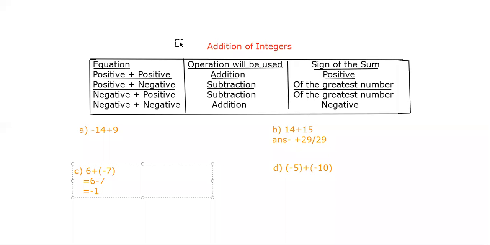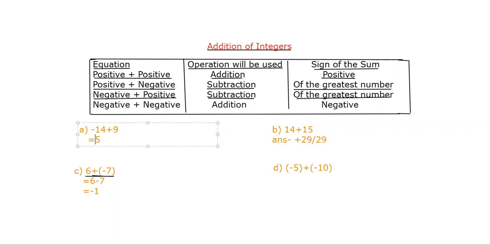Now the third is negative. If you have a negative number and we need to add it to a positive number, then again the subtraction operation will be used, and the sign will be of the greatest number. I have that question here: minus 14 plus 9. So when there is a combination of minus and plus, we will be doing subtraction. So we will be doing 14 minus 9, which is 5.